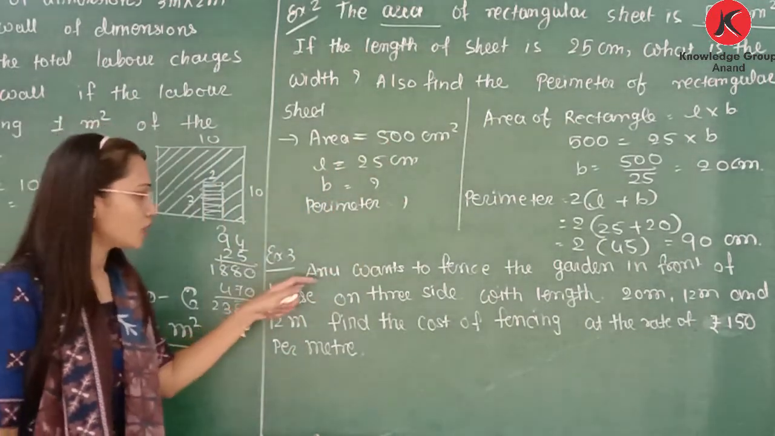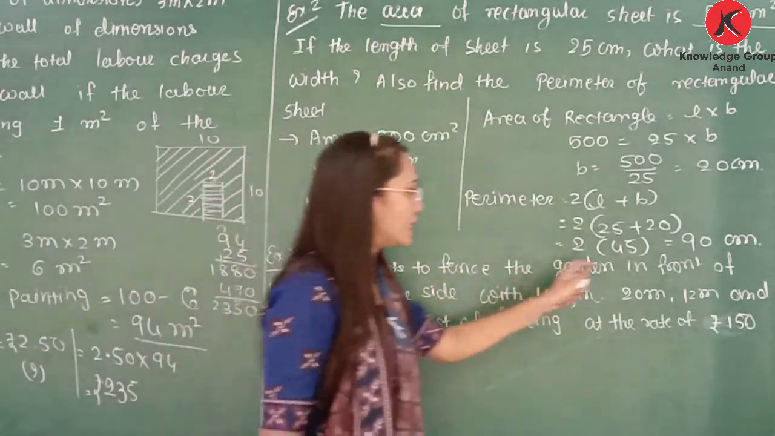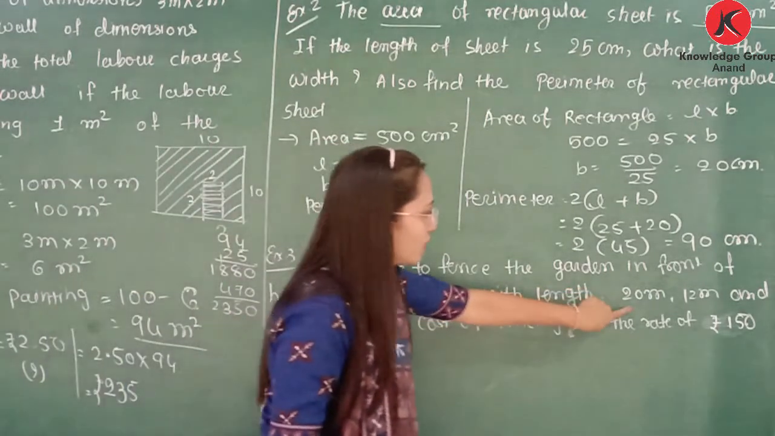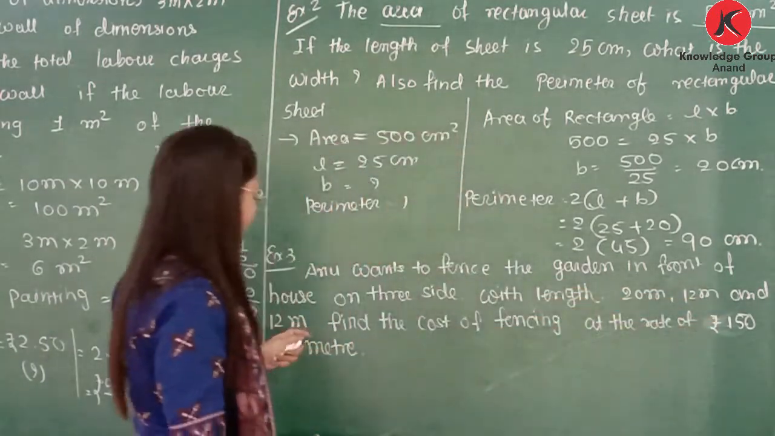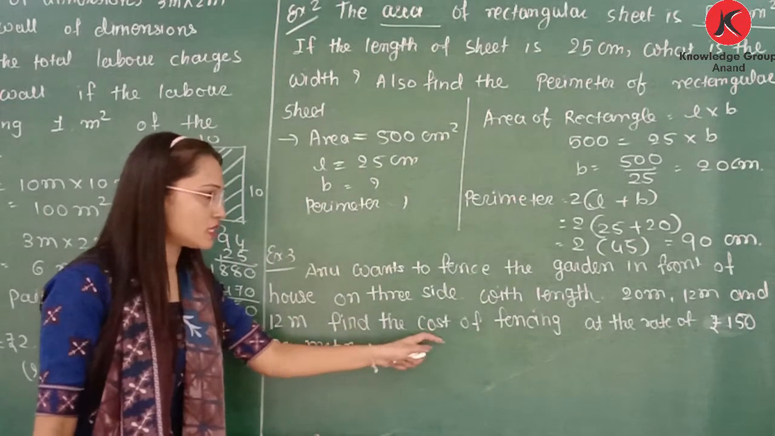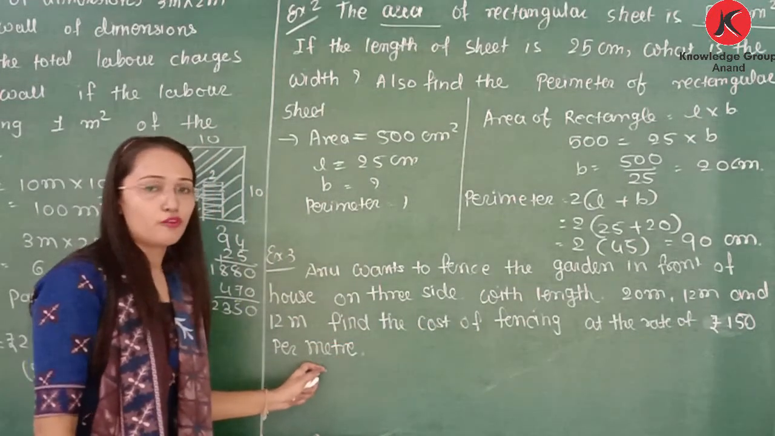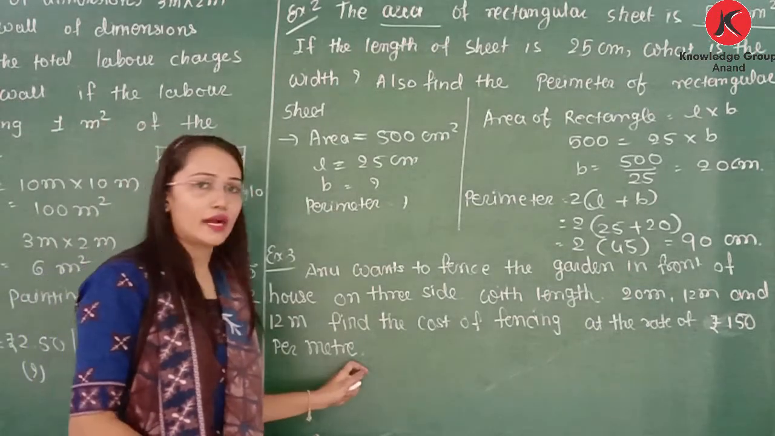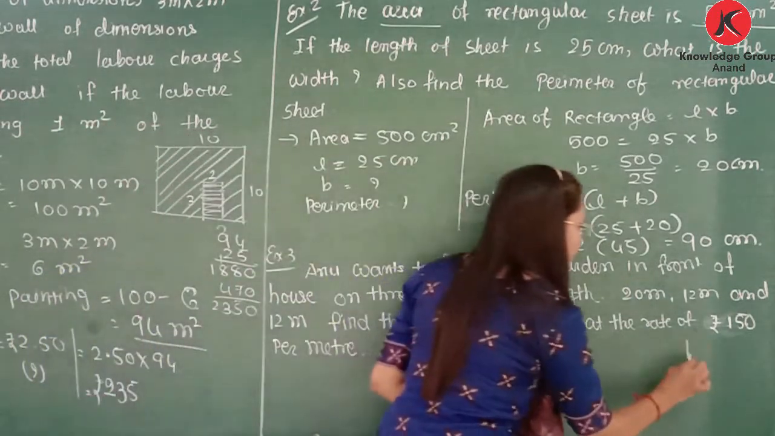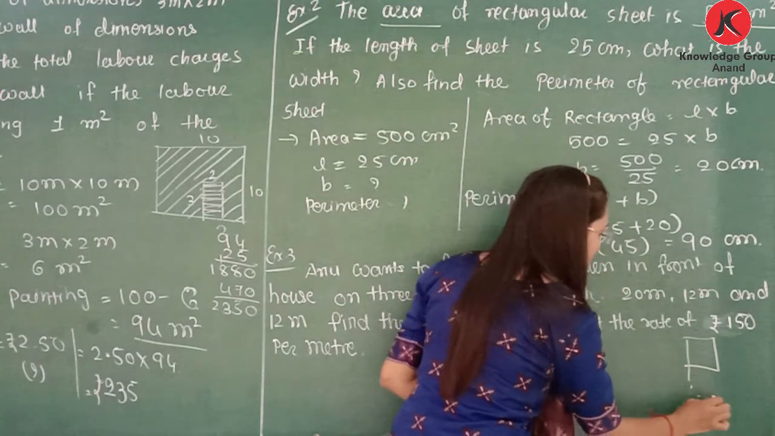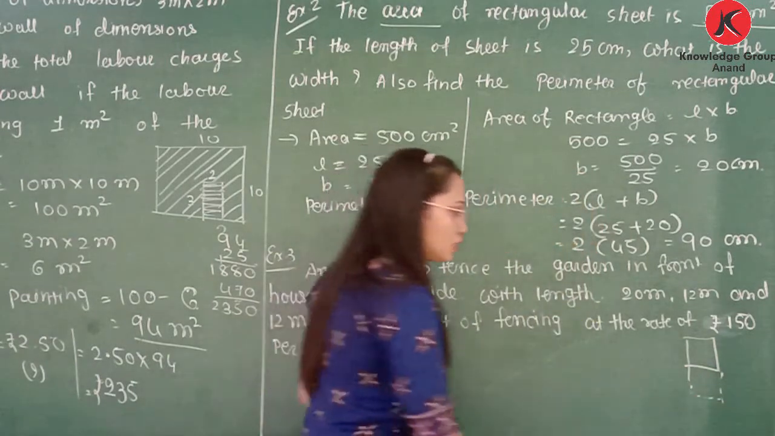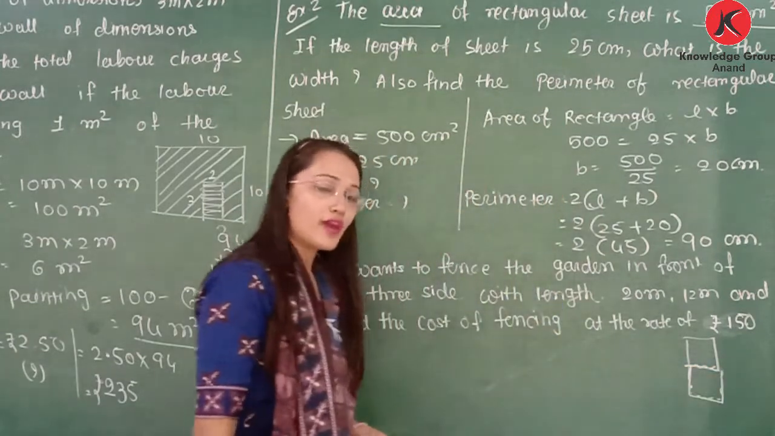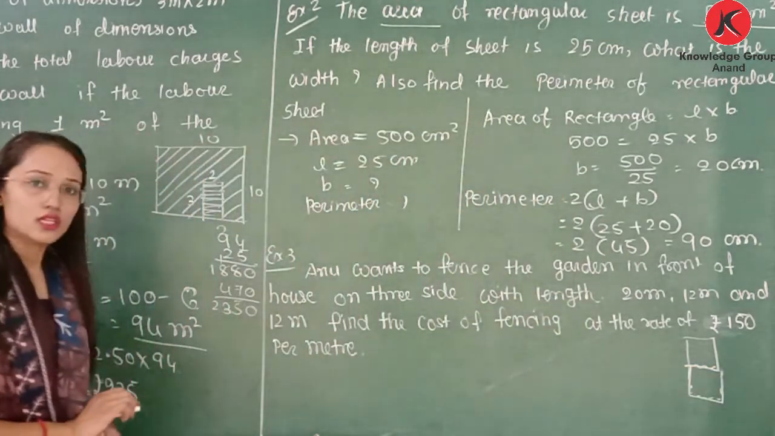Now next one. Anu wants to fence the garden in the front of her house on 3 sides with lengths 20 meter, 12 meter and 12 meter. Find the cost of fencing at the rate of 150 per meter. Now fencing means what? It is an outer boundary covering your garden. So if we have a house here and the garden is like this, we need to fence only these 3 sides, not this side. So fencing means it is the outer boundary, it is a perimeter.